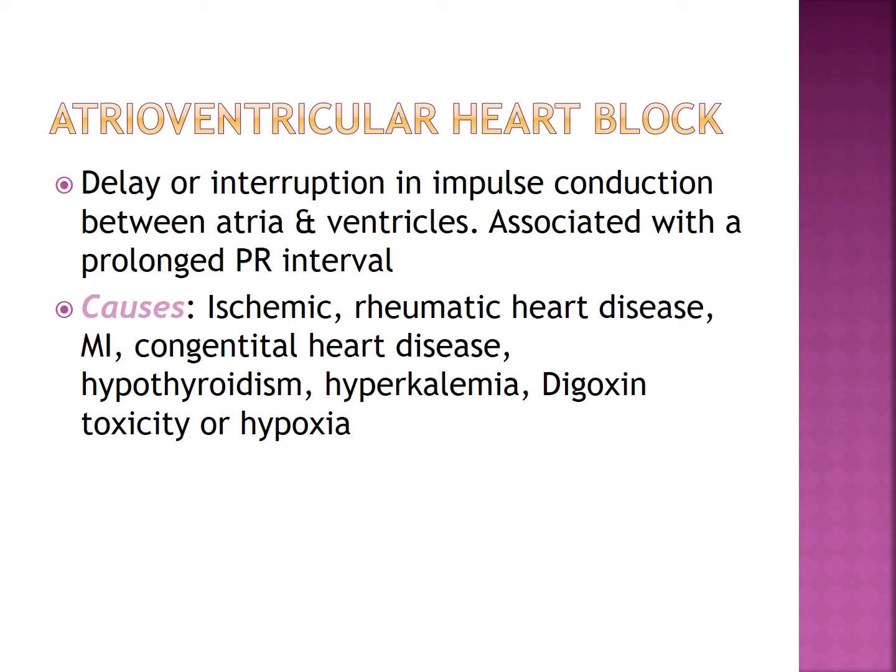If the AV node doesn't work very well or stops working altogether, we can have an AV block. Causes include ischemia or damage to the area, an MI, rheumatic heart disease, and anything that could cause problems with your heart. Hyperkalemia or DIG toxicity can also do that, as can overdosing on beta blockers. Anything you can think of that can cause a heart problem can cause an AV heart block.